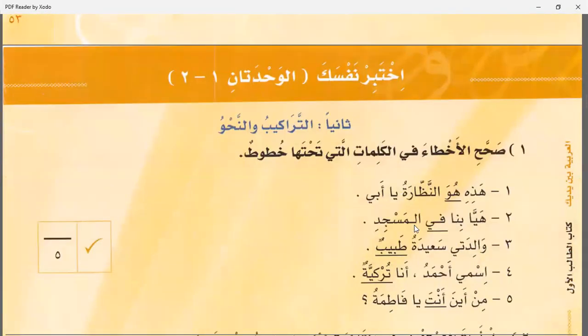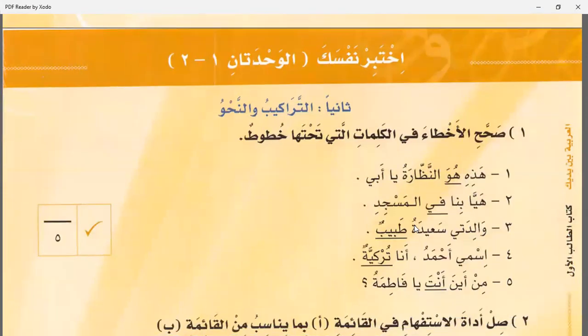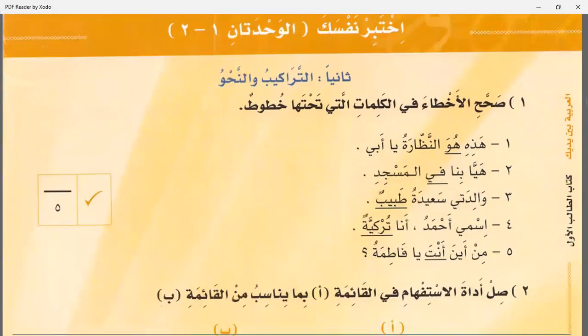Next we have Iktabir Nafsaka, test yourself. At-Taraki wa-Nahf, structures and grammar. Sahih al-Akhta'a fil kalimat allati ta'taha khutut. Correct the mistakes in the words which are underlined or which have a line under them. So each underlined word has a grammatical mistake. You need to correct that mistake.